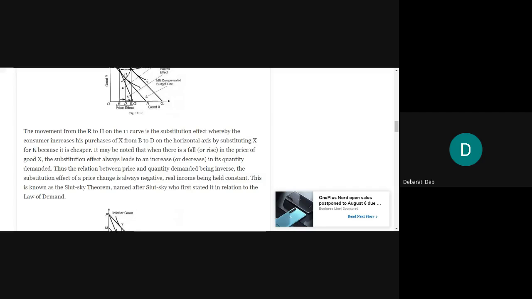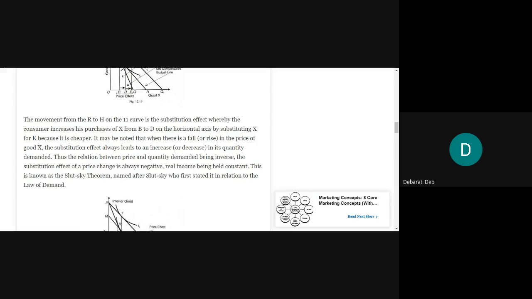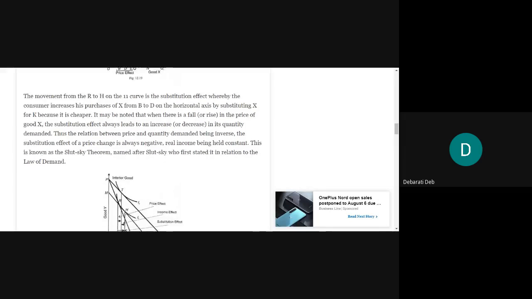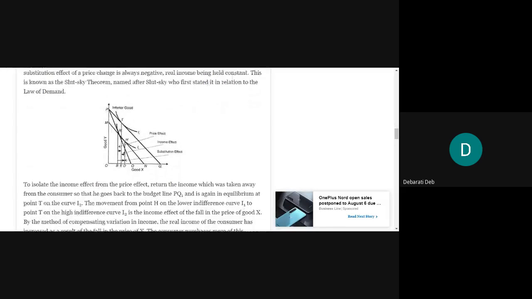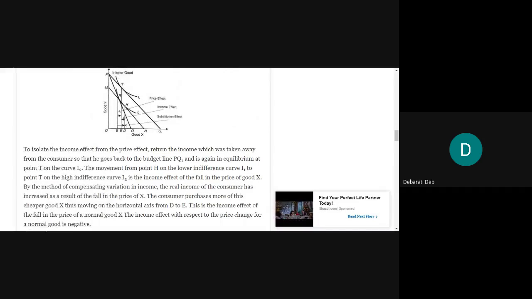Okay, this is known as Slutsky theorem, and it has been named after the economist Slutsky, who first stated it in relation to the law of demand. He is the first one to state this substitution effect, which is in relation to the law of demand. As I told you, this is similar to the law of demand. So in the law of demand also this substitution effect prevails. This has been first stated by Slutsky. That's why this theorem has been named after him.